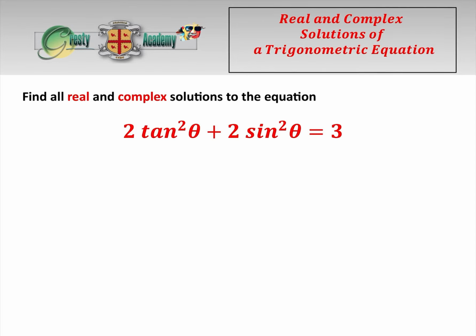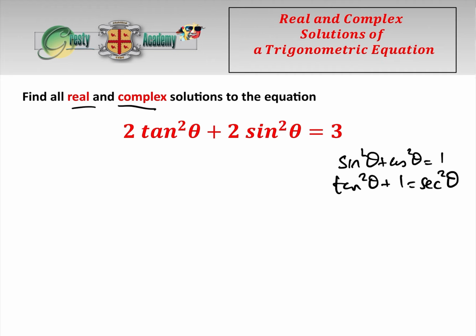Okay, this is an absolutely fantastic question for testing complex and real solutions to trigonometric equations. Okay, so we've got 2 tan squared theta add 2 sine squared theta equals 3. What we're going to use is sine squared theta add cos squared theta equals 1, and tan squared theta add 1 equals sec squared theta.